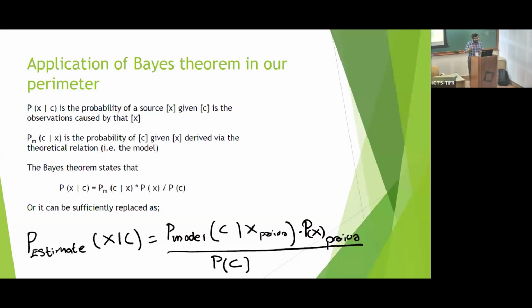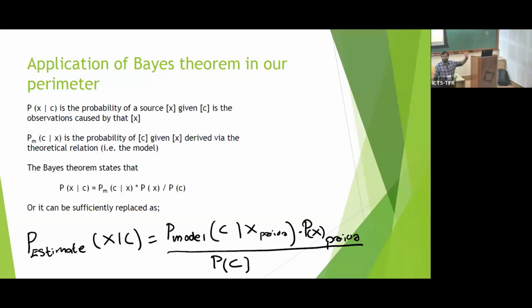Now let us bring in the Bayes theorem in this context. We studied P(A given B) equals P(B given A) times P(A) divided by P(B), but what does that have to do with us? Let us bring that context. Here, the same context we can bring in, changing A and B into P(X given C), which is the probability of a source given C, the observation caused by that. That's exactly what we are going to solve.